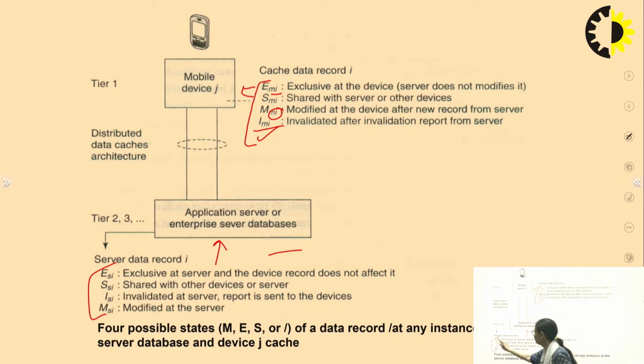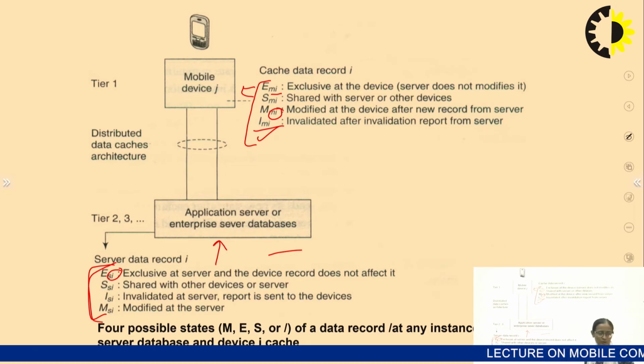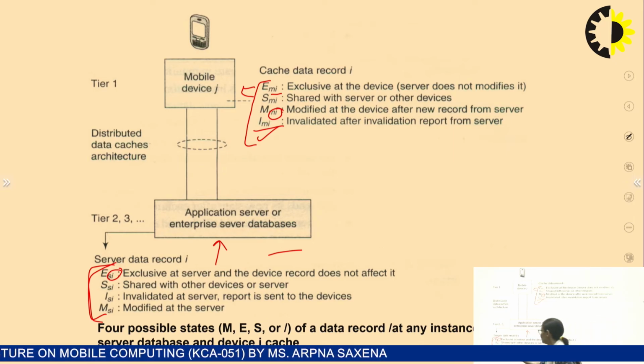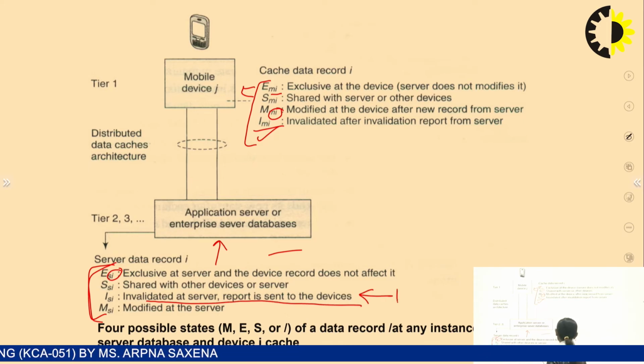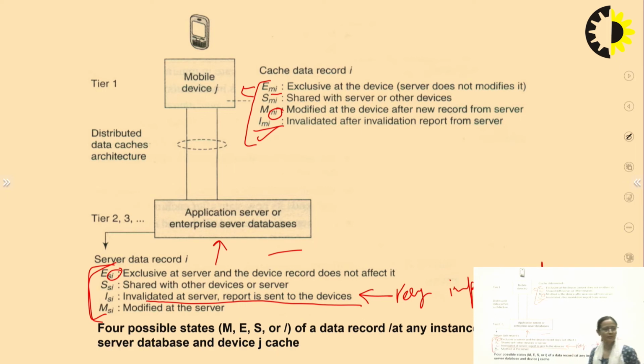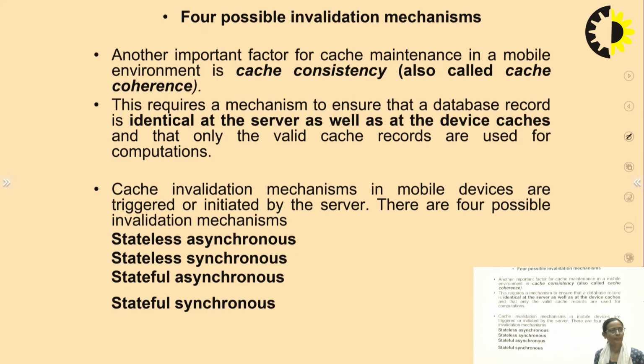Now, what is the meaning of MESI here? ESI, we are using the subscript SI here: exclusive at the server and the device record does not affect it. That is completely to be used by the server only, and the server is not sharing this particular data with any other device. SSI, shared with other devices or some servers. ISI, invalidated at the server and the report is sent to the devices. It is a very important part when we talk about the invalidation of the data at the server side. MSI, the data being modified by the server. So these are the 4 possible invalidation mechanisms in this case.